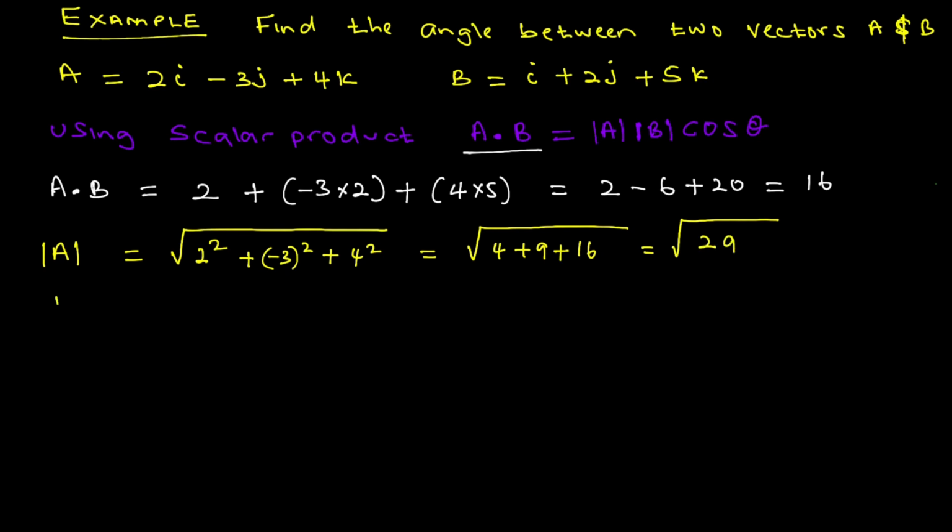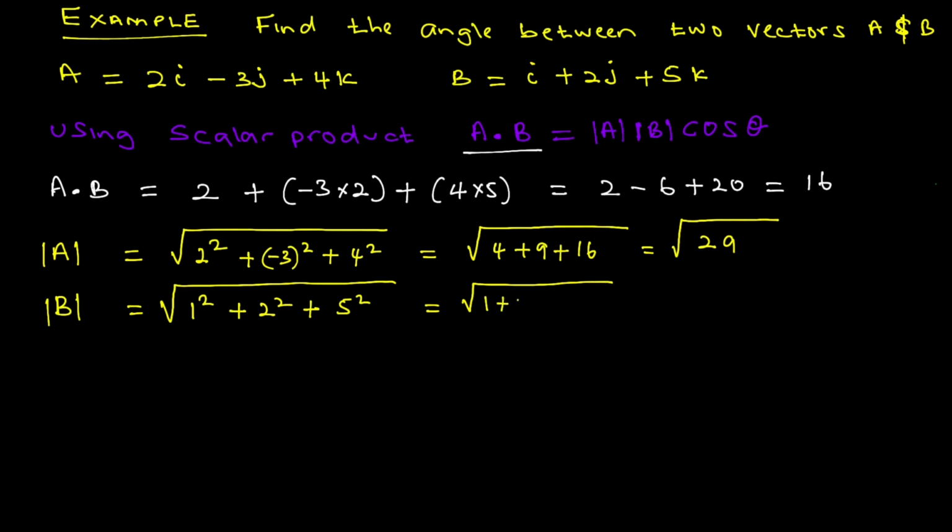Now we need to find the modulus of B. The modulus of B will be, again, the square root of 1 squared plus 2 squared plus 5 squared, and that's the square root of 1 plus 4 plus 25, which will be the square root of 30. So now we have found the modulus of A and modulus of B, and now we can find the angle theta.